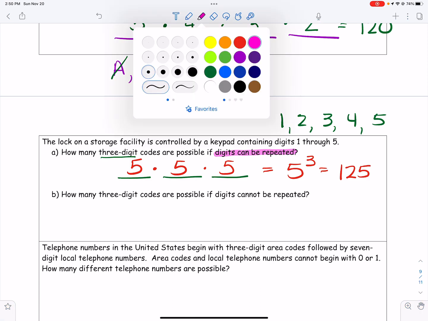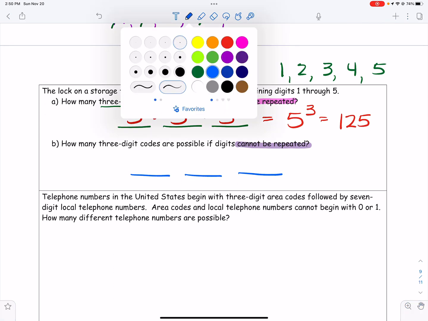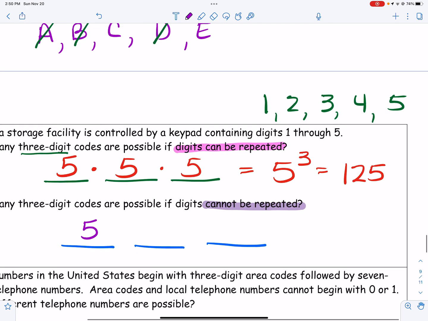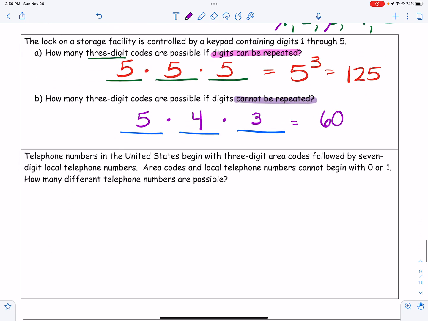Now I'm going to highlight they cannot be repeated. So when I create my blanks, I still am choosing 3 digits. And for the first one, I have 5 choices. But once I choose a number, so let's say I pick the number 1, then I only have 4 choices. Say I grab the number 3, and then I only have 3 choices. And so when I multiply those out, you can see it cuts it to less than half of my original number. Okay?